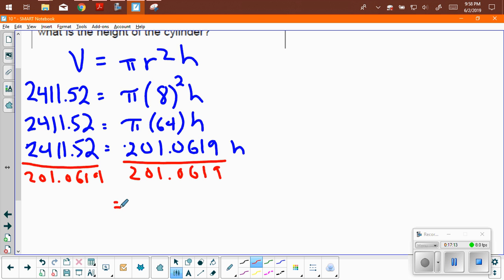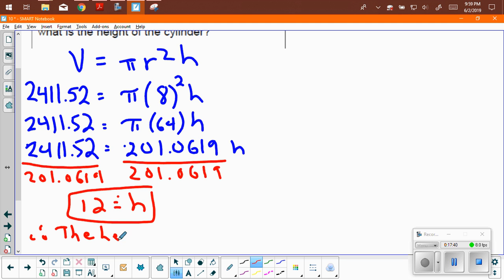Okay, let's see what happens. What is 2411.52 divided by 201.0619? On my calculator, I got 11.99. So I'd say they were intending this to round off to about 12. So the height of the cylinder is 12.